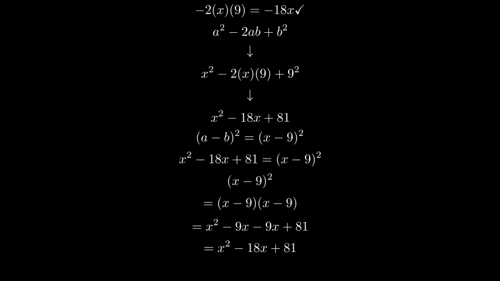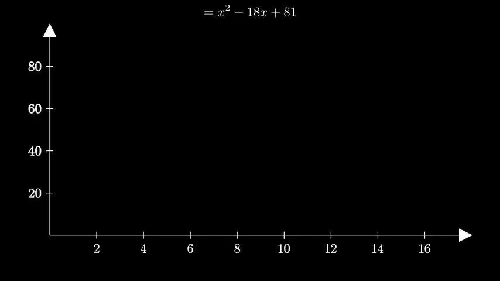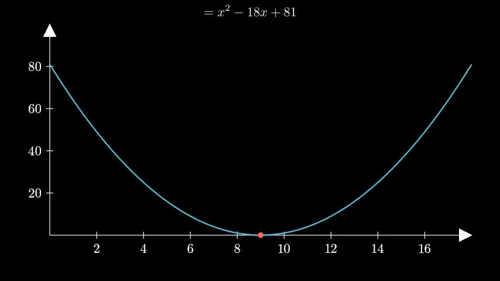Let's visualize this perfect square trinomial graphically. The graph is a parabola that touches the x-axis at exactly one point, x equals 9, which is the value that makes x minus 9 equal to 0.